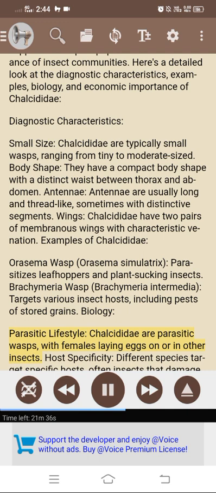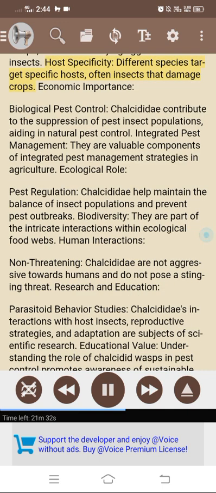Chalcididae are parasitic wasps, with females laying eggs on other insects. Host specificity: different species target specific hosts, often insects that damage crops. Economic importance: biological pest control. Chalcididae contribute to the suppression of pest insect populations, aiding in natural pest control.